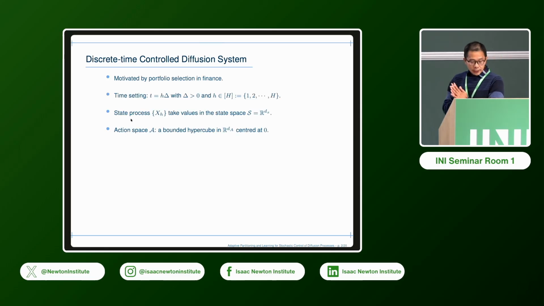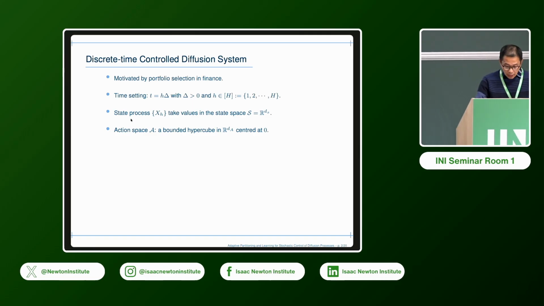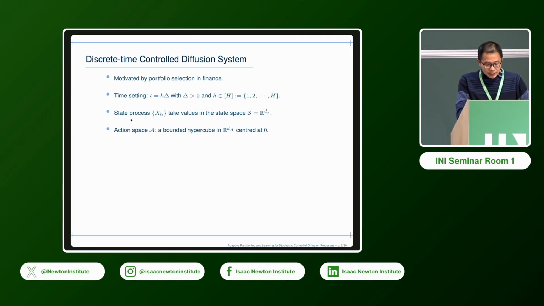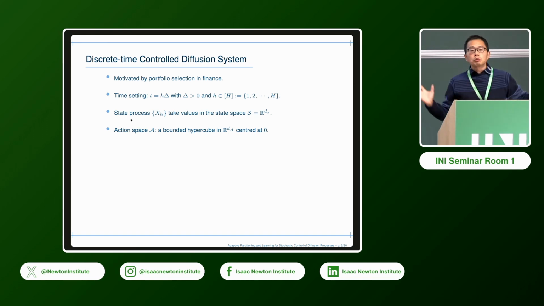So we will stay in a discrete time system. Of course, in finance, most portfolio selections were studied in a continuous time setting. But here we think we are doing the problem after some discretization in time. So we will stay in a finite discrete time system with some state process X. We set our state space to be the whole real vector space, and the action space.